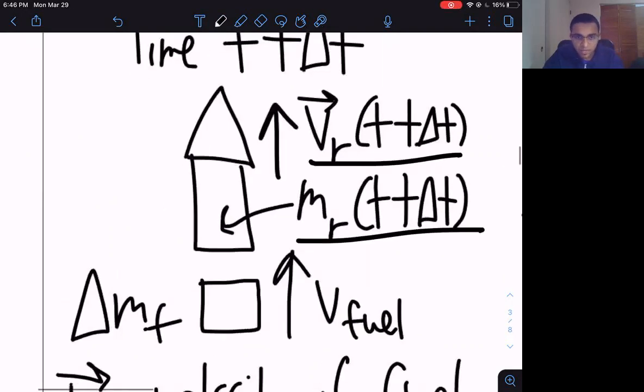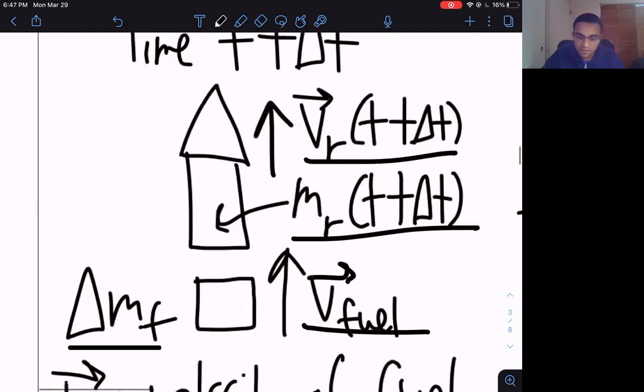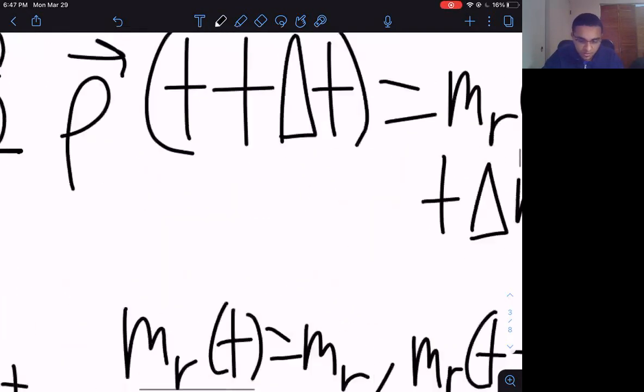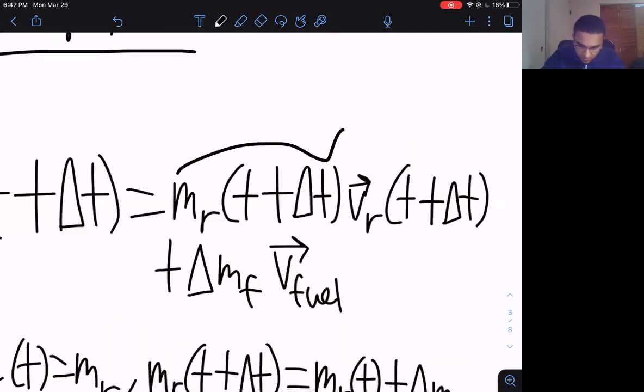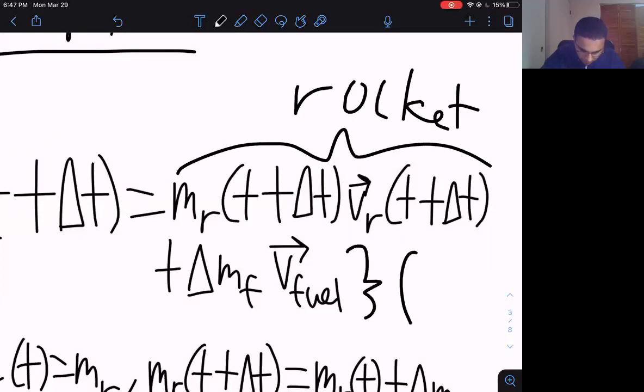But you also have the fuel, right? Because you have the system of rocket and fuel. So from the fuel, you have this contribution of delta m sub f, the mass of the fuel, times the velocity of the fuel over here. Right? And so to create the momentum expression, we have to add these two terms, right? And this is exactly what we do over here. See, here's the rocket term. Rocket. There's the fuel term.